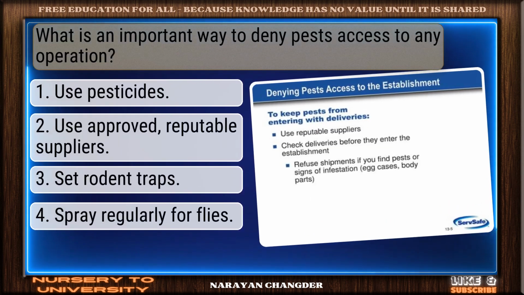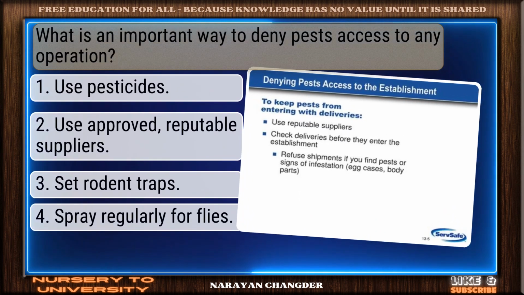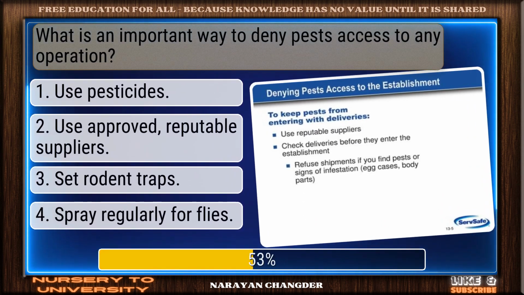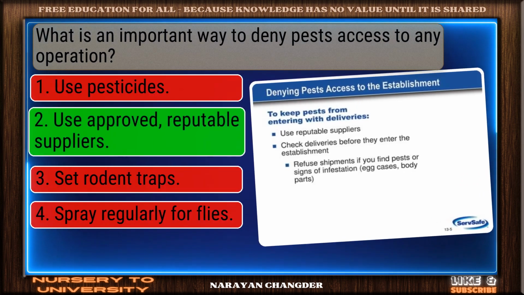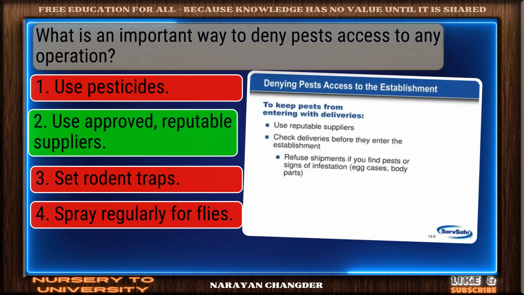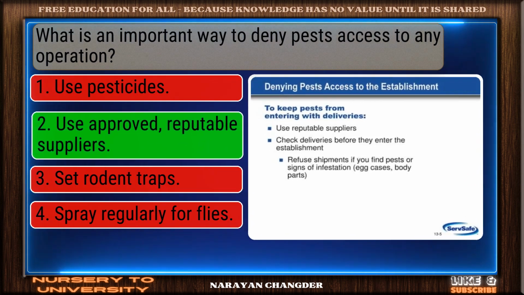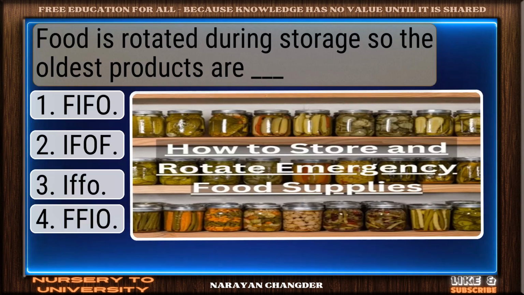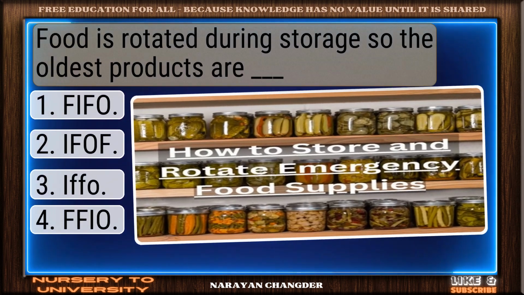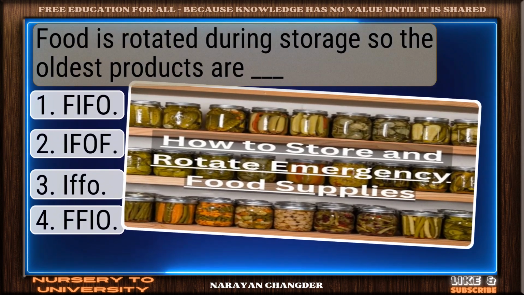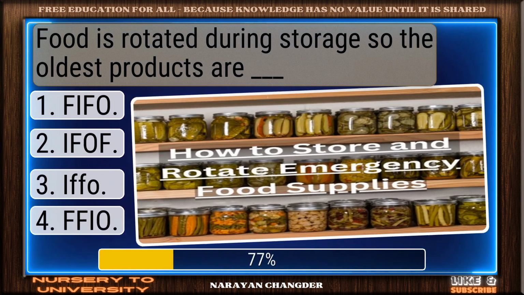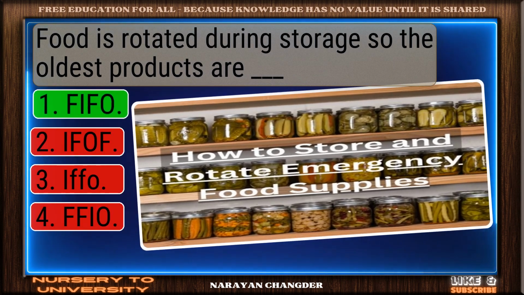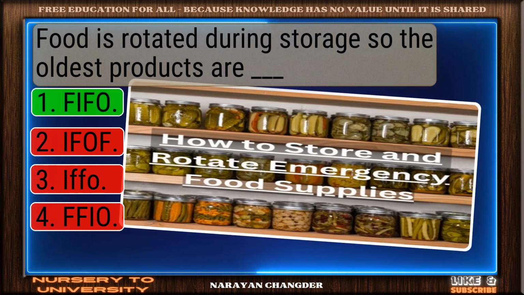What is an important way to deny pests access to any operation? Smart pick. Use approved, reputable suppliers is the correct choice. Food is rotated during storage, so the oldest products are dash. Well done. FIFO is the right choice.